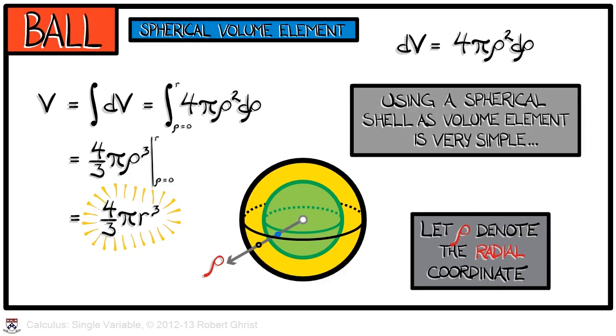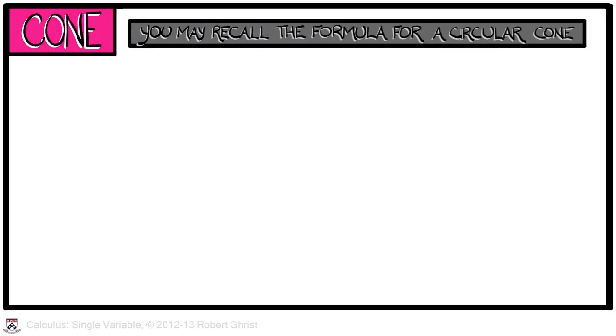Using this spherical shell seemed to be the simplest integral. But determining what the volume element is in terms of the surface area of that shell was maybe not so simple. The moral of this story is that the proper volume element can make the integration very, very simple. Let's switch to a different example and consider cones.